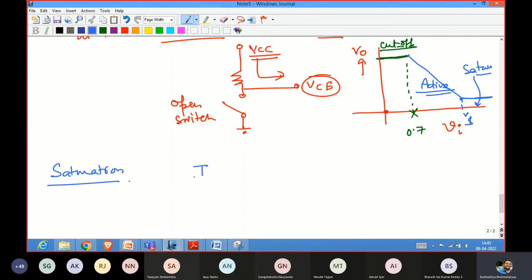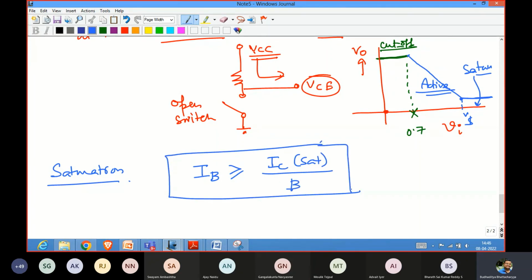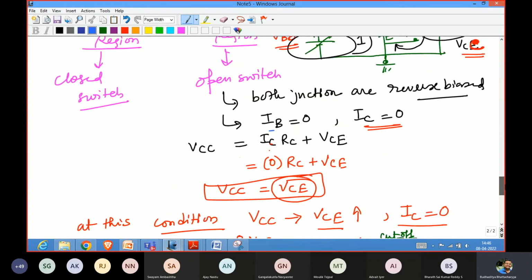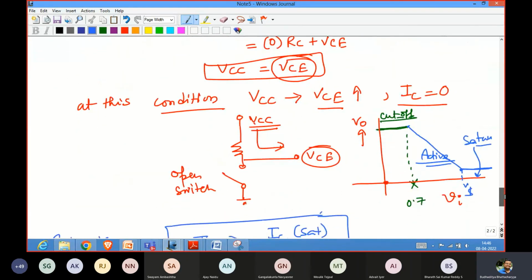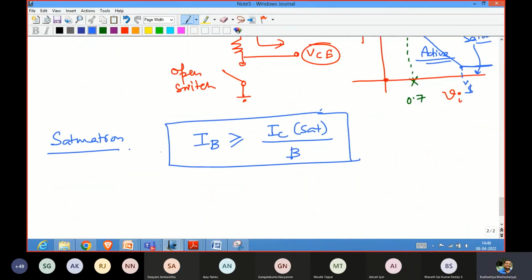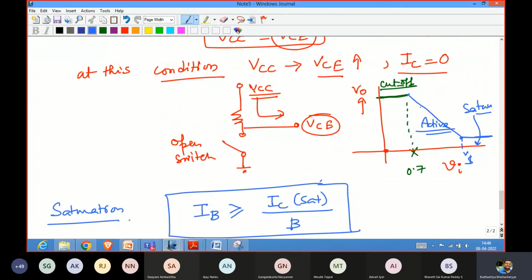The condition that we have to impose is that IB should be sufficiently greater than or equal to IC saturation divided by beta. So this is the condition. By properly changing the input voltage and the resistance associated with it, we can maneuver such that IB satisfies this particular condition. If this condition exists, then naturally the VCE will be very small, and hence it will be reducing. You can see that this is coming down over here. Sharply it will come down, and it will stay constant throughout. Even if you increase the input voltage, there is hardly any change in the output. Output is remaining as it is.